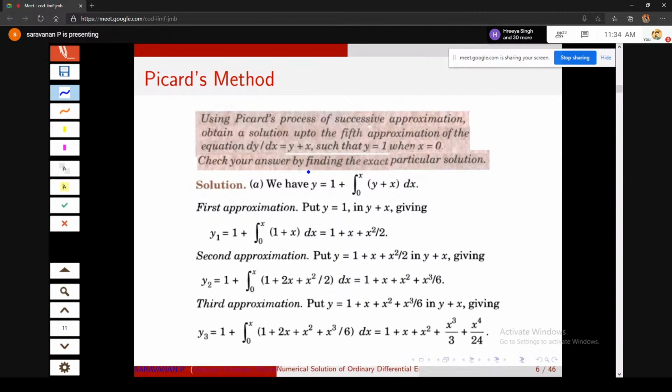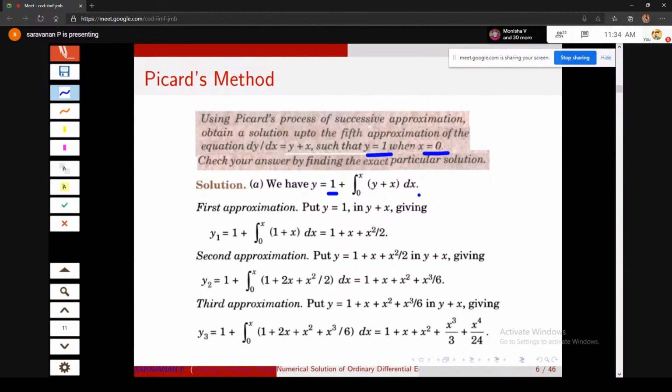So what is the formula for y1, or in general what is the formula for y? y equal to y0 plus integral from x0 to x of f of x comma y dx. Here y0 is 1 and x0 is 0. This is a general form: dy by dx equal to f of x comma y. So in this problem, f of x comma y is y plus x.